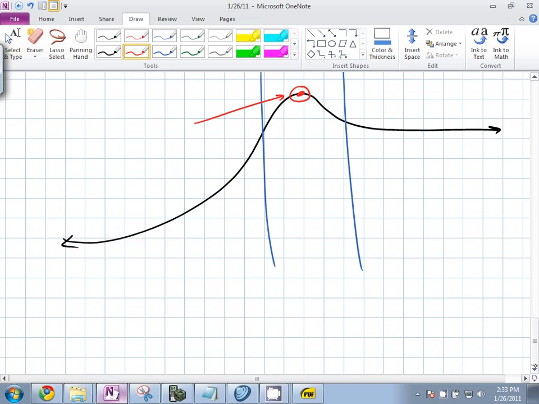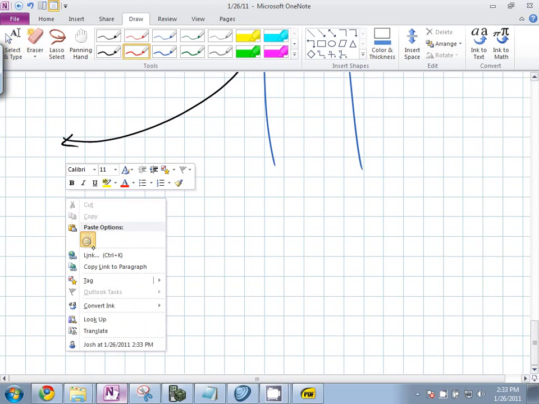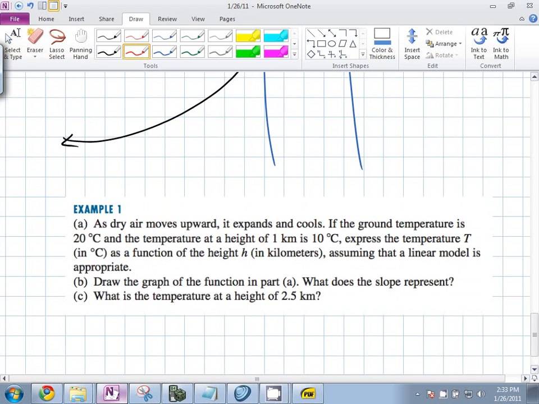Here's this question right here. Dry air moves upward, it expands and cools. If the ground temperature is 20 C and the temperature at 1 kilometer is 10 C, express the temperature T in Celsius as a function of the height in kilometers, assuming that it is a linear model. Draw a graph, and then what is the temperature at 2.5 kilometers? Please do this now on your own.